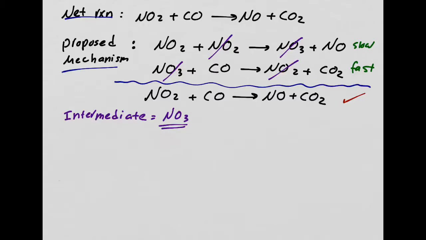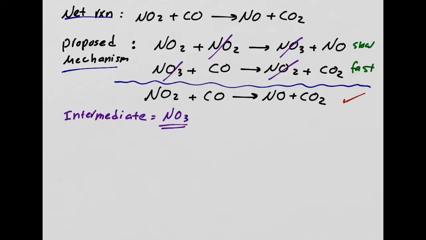So NO3 is my only intermediate because by definition, an intermediate is something that does not show up in the final equation. And even though you did cancel out one NO2, it does show up in my final equation, and that's not my intermediate. Okay.